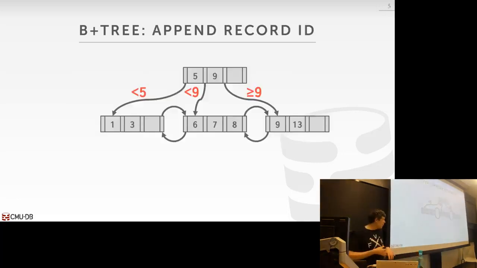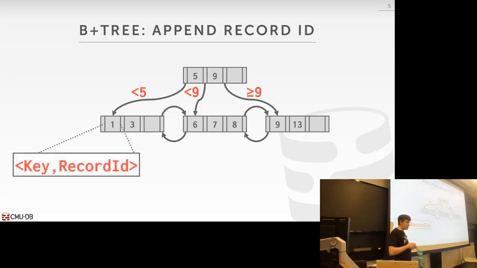So this is our simple B plus tree that we talked about before. And the first approach is, again, to append the record ID. Here I'm showing just the key value, let's assume there's an attribute A, and here are all the values for it. In actuality, what the database system is storing is a combination of the key and then that record ID.